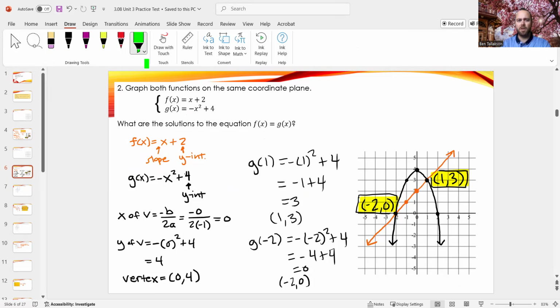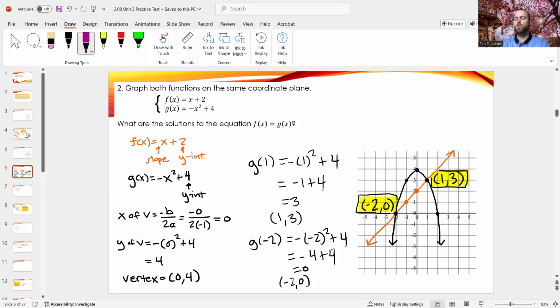Y-intercept is the constant. Okay, 4, boom, there it is. And the vertex, x of v, use the same formula, work it out. Numerator is 0, so 0. Plug in 0 into the function, you get 4. 0, 4 is the vertex right there. Of course, we need to find where these intersect. So again, you're picking x values nearby, like 1, -1, 2, -2, and you'll find that 1 and -2 give you those two solutions.